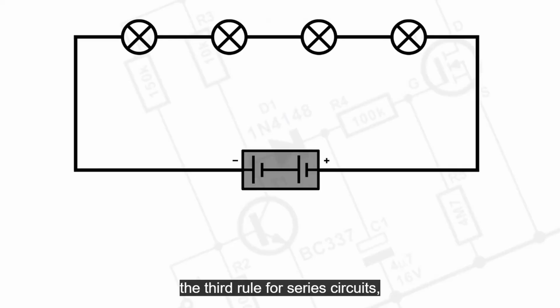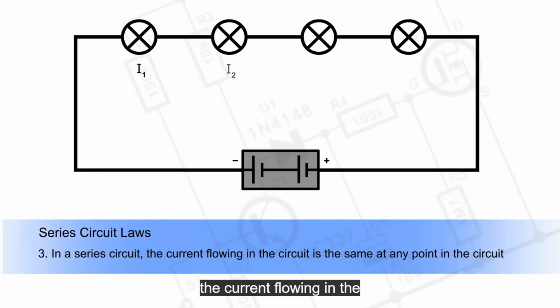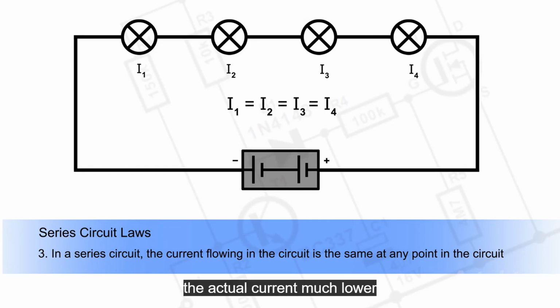The third rule for series circuits. The current flowing in the circuit is the same at any point. Why was the actual current much lower than the theoretical current? To find out, let's calculate the operating resistance.